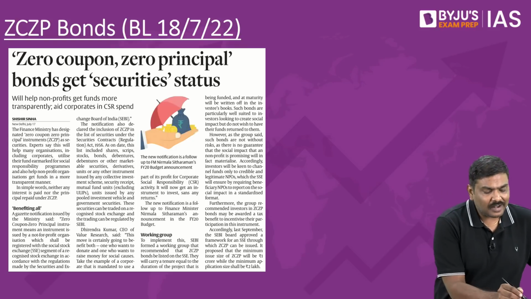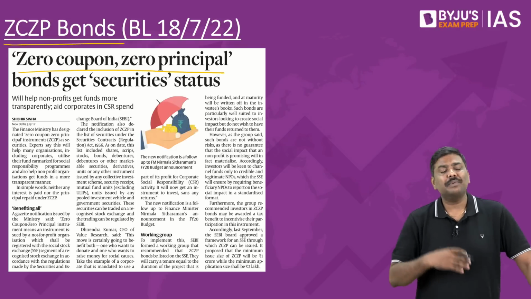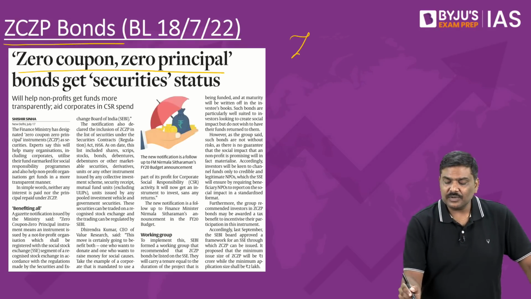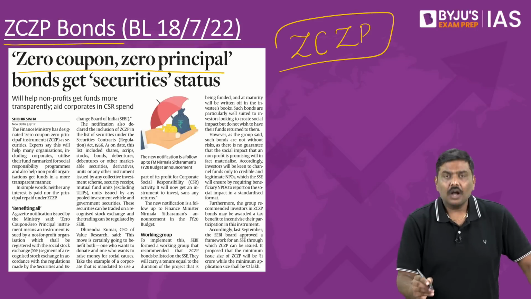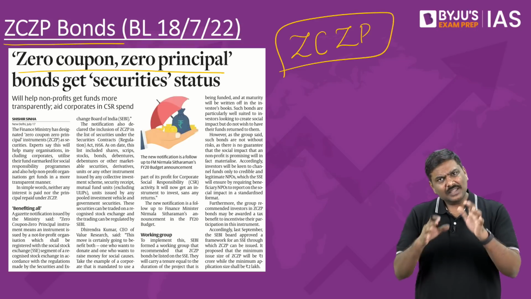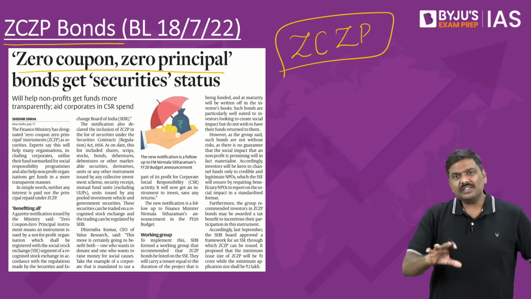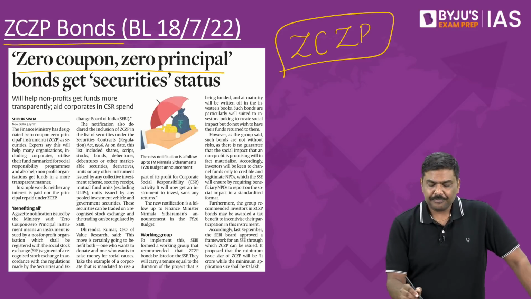Let me go to the next article regarding zero coupon, zero principal bonds. I'll start using the acronym ZC, ZP, rather than reading it out every time. Now, what is a zero coupon, zero principal bond?